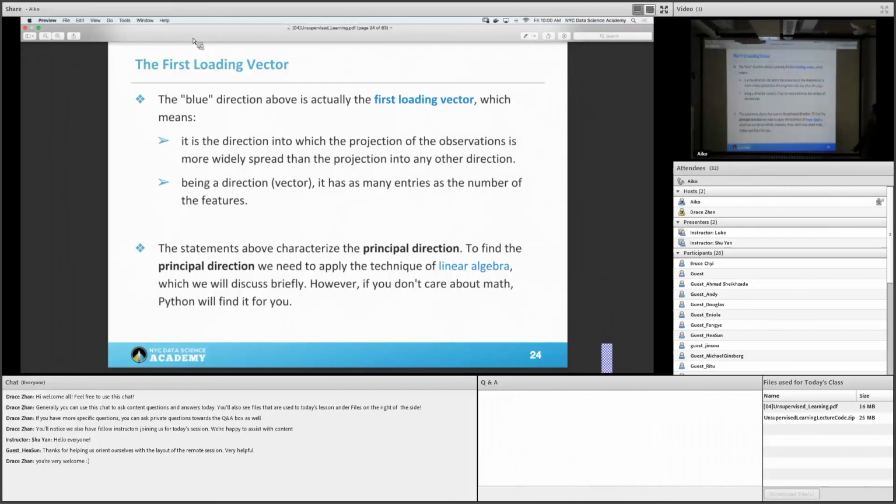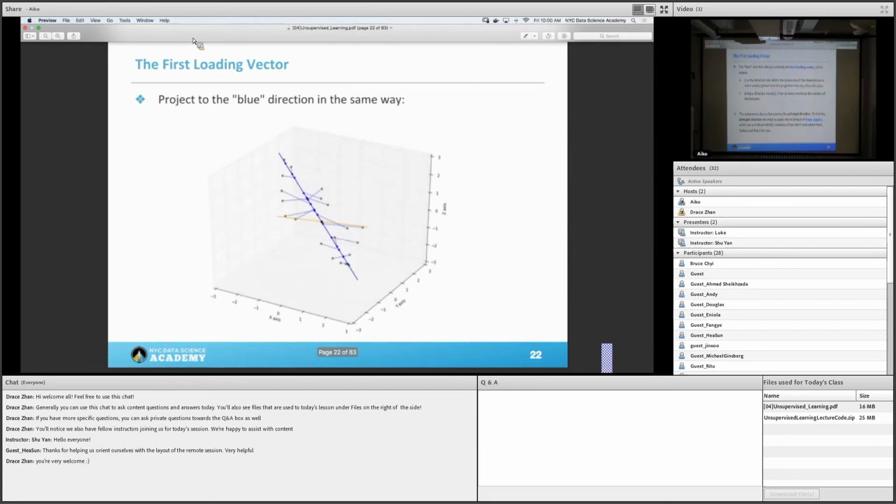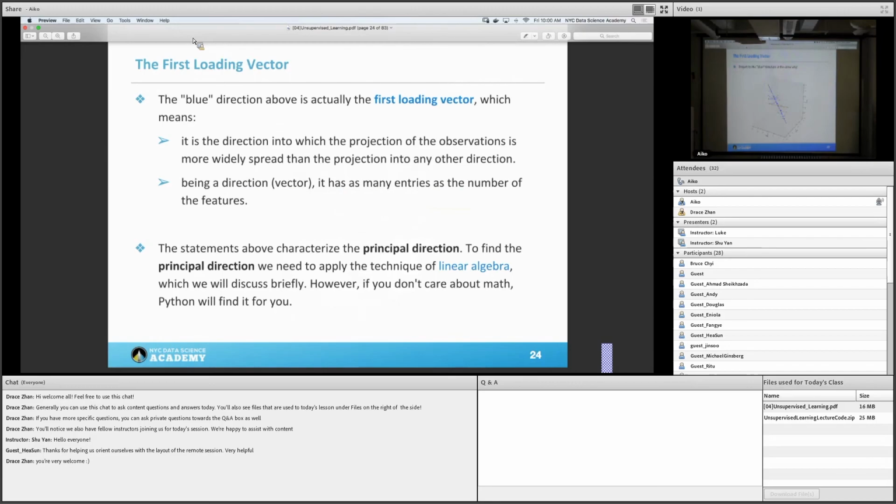Being a direction, it has as many entries as the number of features. So let's go: first principal direction, or some might call it first loading vector, and some math people like to say first eigenvector. Eigen comes from German. It is actually of dimension three, a three-dimensional object. It points to this direction or this direction, it doesn't matter. So it's only one direction, described by three numbers in this example.